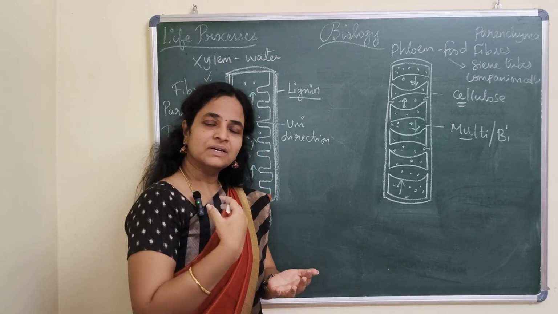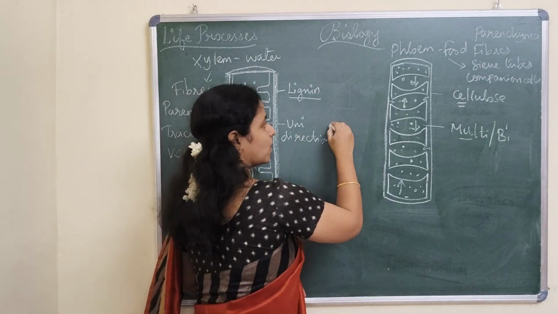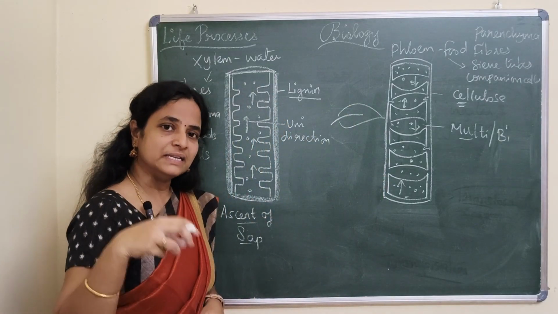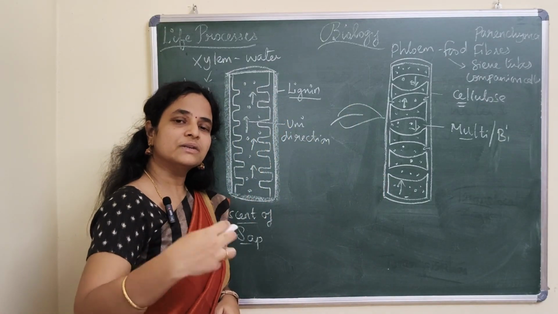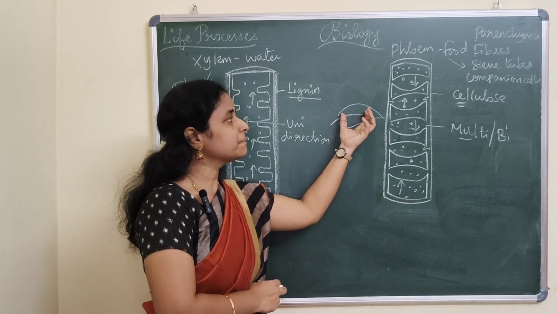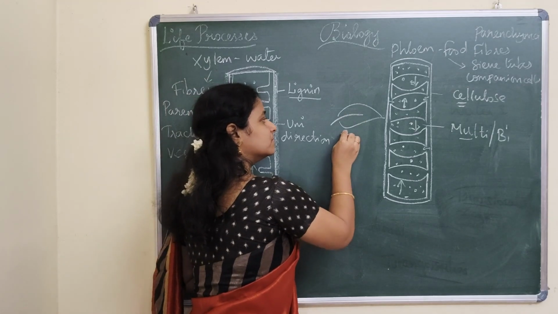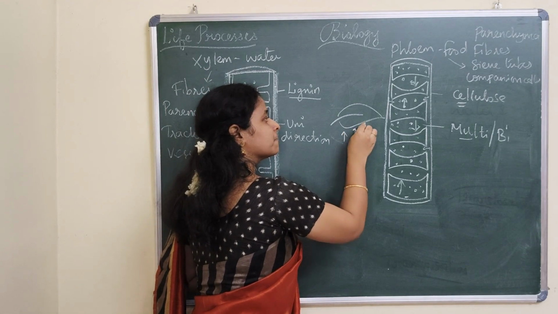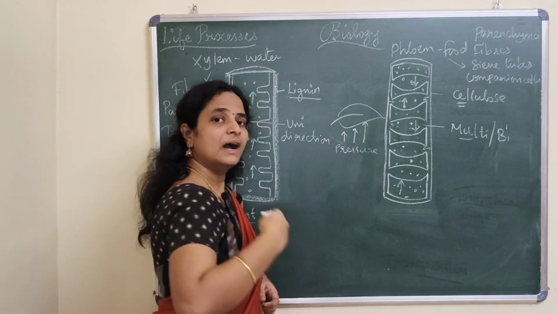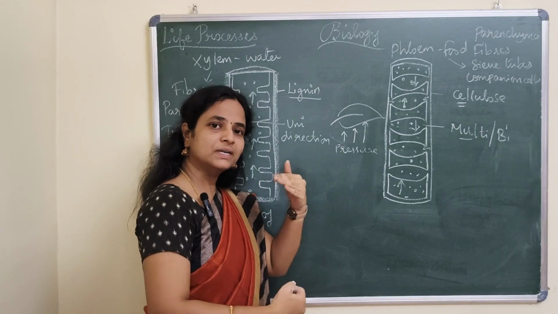Because from the stem the water moves to the leaf, where what process takes place in the leaf? The food preparation takes place in the leaf, and the food has to be transported to all the parts. Since the food preparation is done inside the leaf, the osmotic pressure of the leaf will be high. That osmotic pressure has to be lowered down.